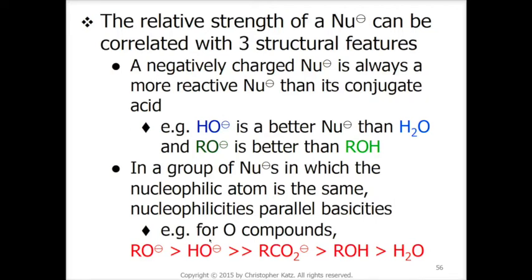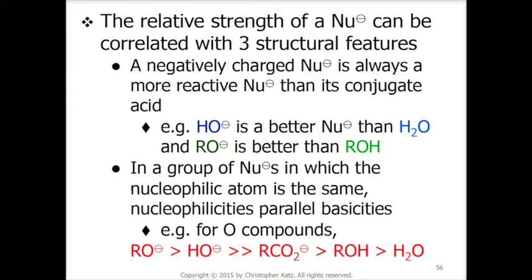All right, and so the strength of a nucleophile can be correlated with three structural features, sort of. I wish it was this simple, but it's not. But these are a good place to start. The first is relative charge: a negatively charged nucleophile is always more reactive than its conjugate acid. So, for example, hydroxide, HO-, is a better nucleophile than H2O, its conjugate acid. RO-, the alkoxide, is better than ROH. So methoxide is better than methanol, for example. Okay? So minus is better than neutral, and of course much better than positive.